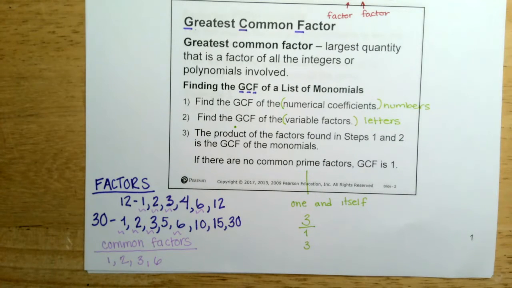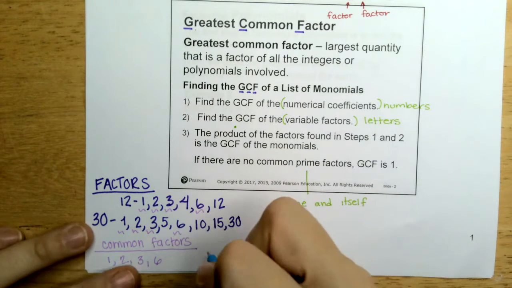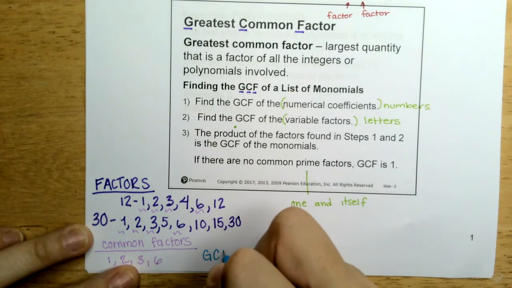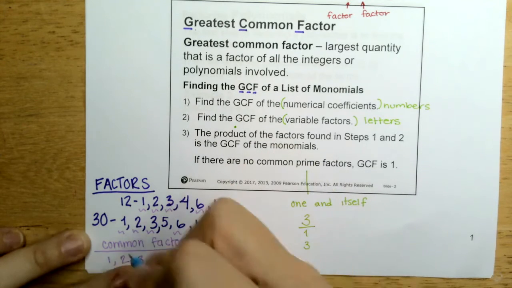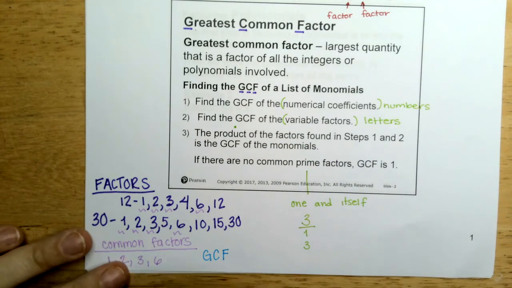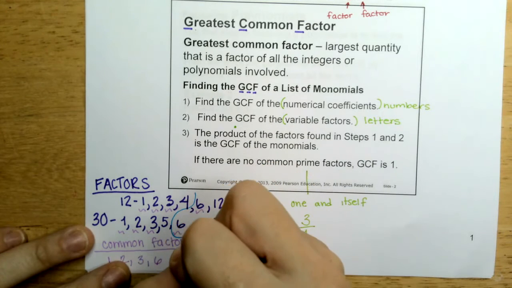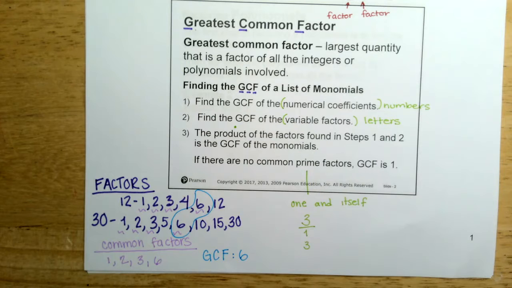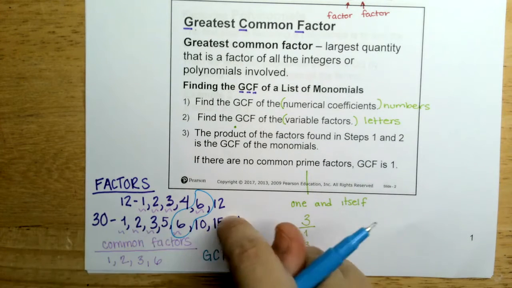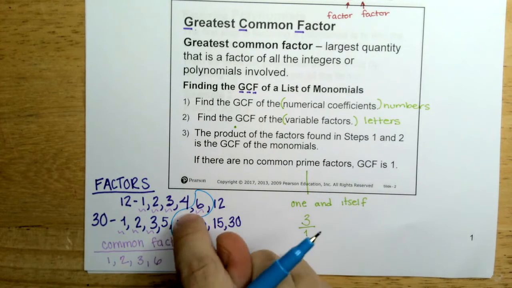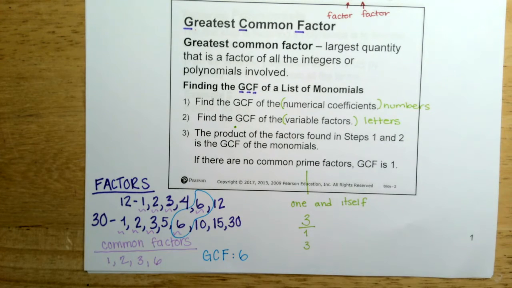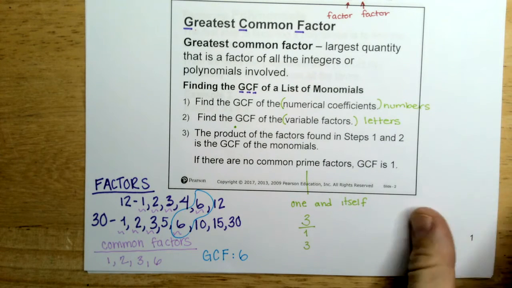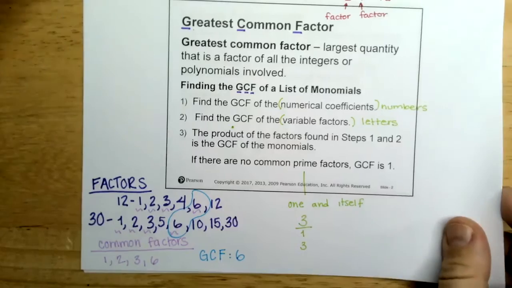Okay, and then one more, the greatest common factor, or the GCF, is whichever common factor is the biggest. The GCF is 6 for these two numbers. We found all the factors. We found the biggest of the factors that they both have. That is the greatest common factor. All right, ready to practice this?